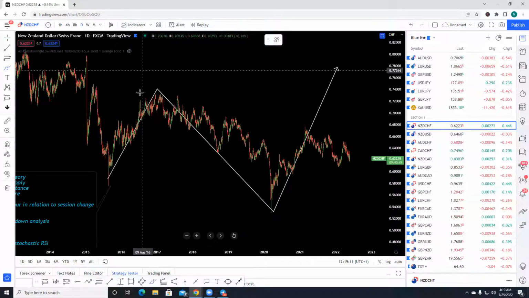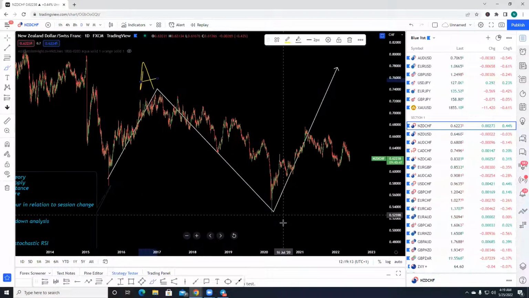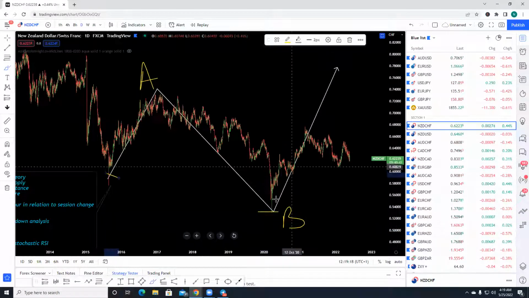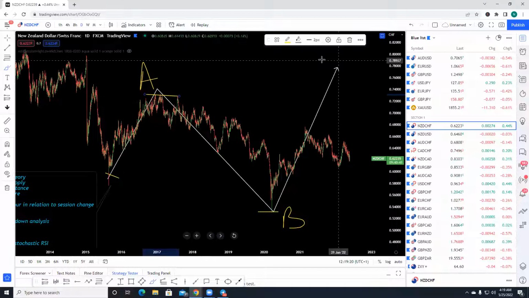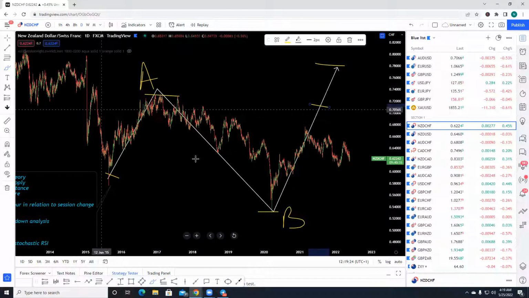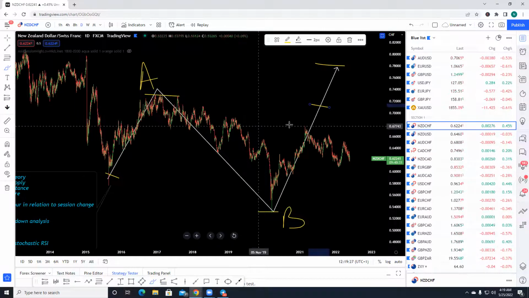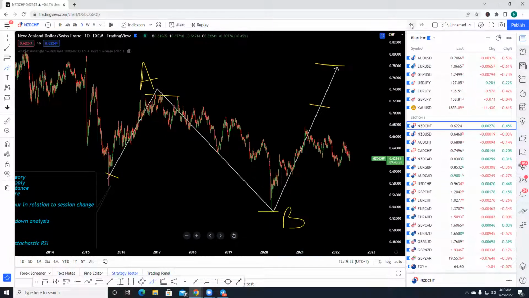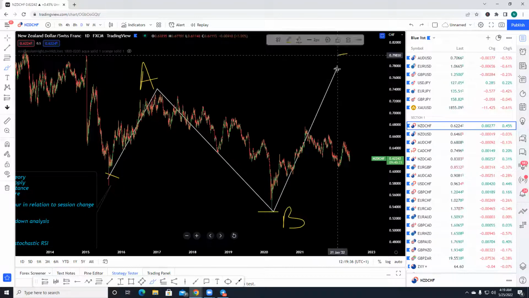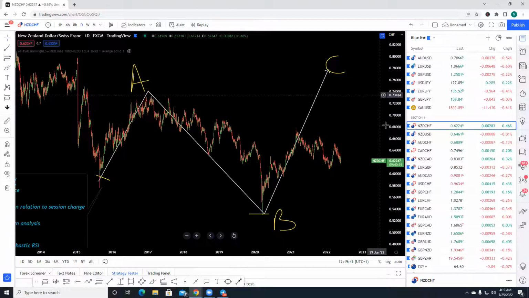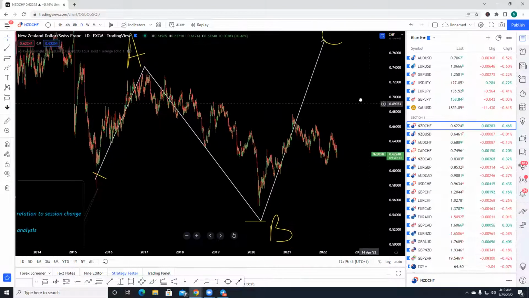This is A, this is B, and this B has come to break this low. Then you need this C to break this high. If you break this high, it becomes an expanding flat. If it doesn't break this high, it becomes a running flat. But right now, it's at the middle, so we need more upside. Can you see? I've used my Elliott wave theory to look at the immediate and long-term direction of this pair.